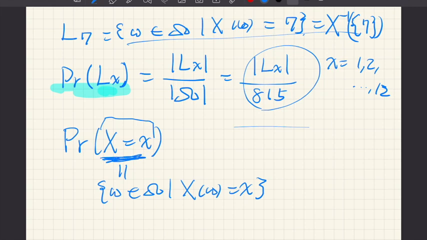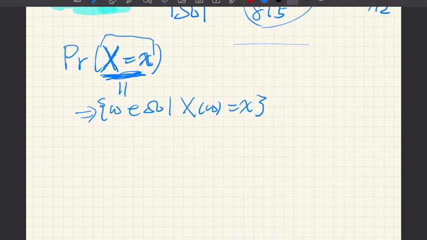And also this capital X is a random variable. So it's a function. So a function equal to a value doesn't make sense, right? But this is just a shorthand notation for this subset. Okay? So don't get confused. This is just a convention.